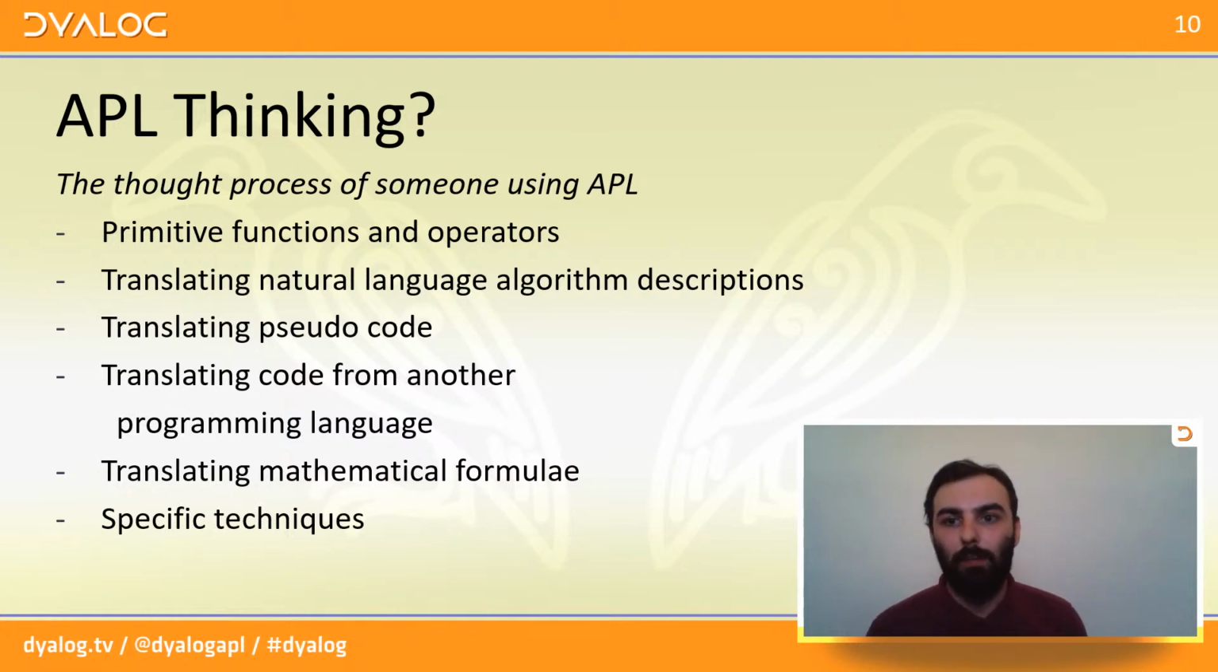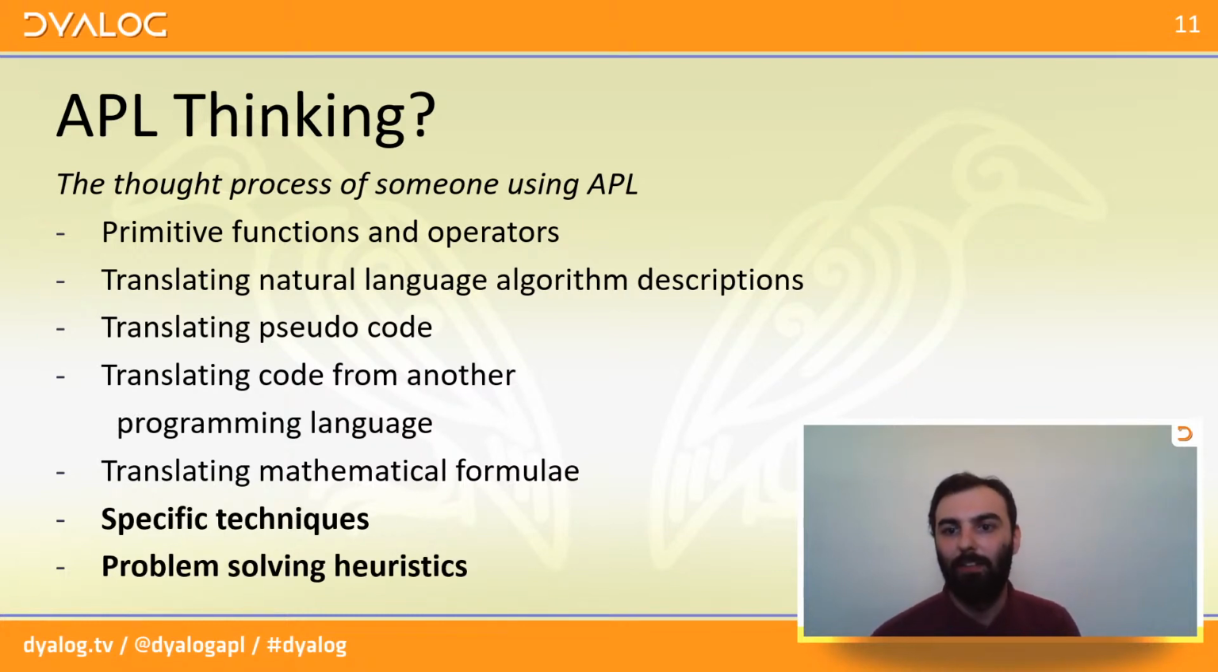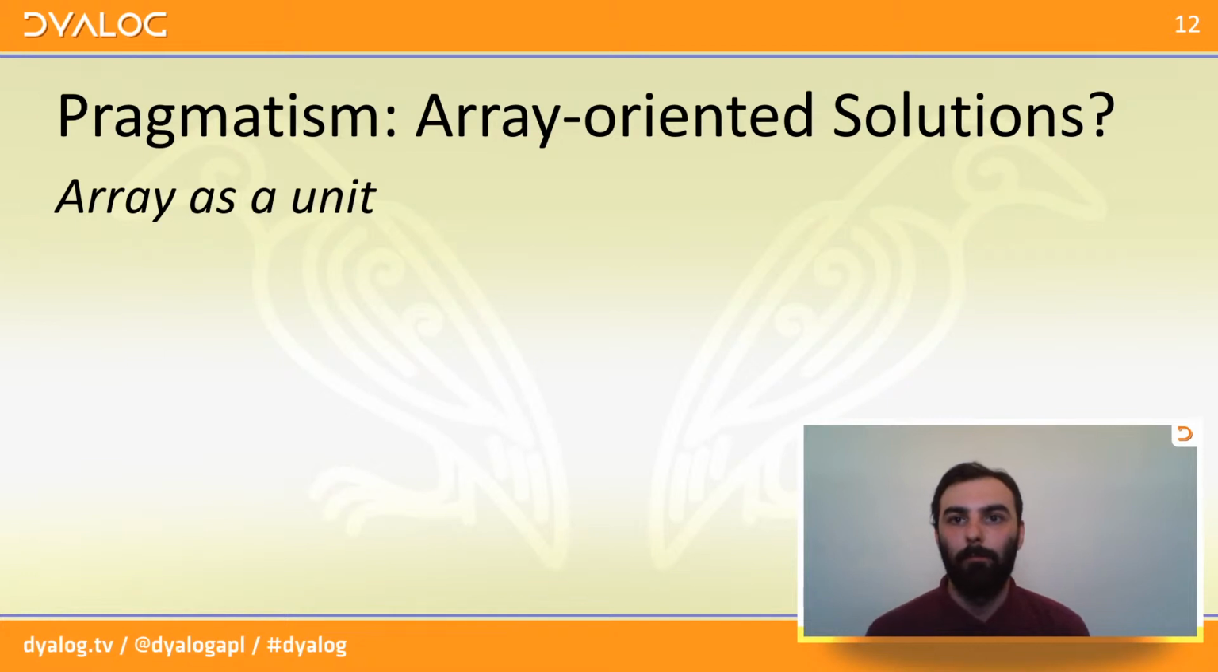To what degree is APL thinking knowing and using specific APL techniques or specific array-oriented techniques? And again, I mentioned these problem-solving heuristics, which are approaches to problem-solving when you're not sure how to go. So lots of interesting stuff. Honestly, I could talk for a very, very long time about all of this. But for today, we're just going to look at some specific techniques and these problem-solving heuristics because they're a bit more practical. We're only going to look a little bit.